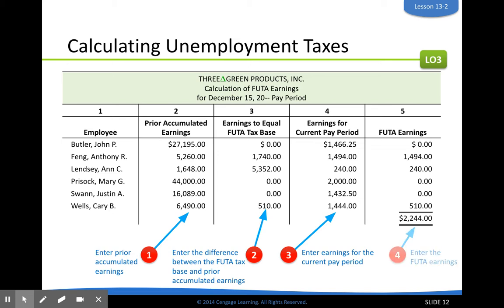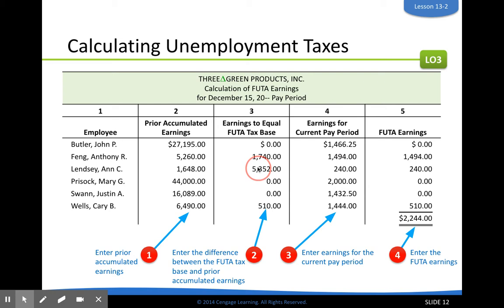And then finally in column 5, we are determining how much of the money they earned can be taxed for federal unemployment. So you are taking the lesser of these two numbers. For this first person, they've made over 7,000, so they have 0 to go to reach 7,000. So their FUTA earnings is 0. The next row here, Anthony Fang has made 5,260, so he has 1,740 to go before he reaches 7,000. This paycheck, he only made 1,494. So the lesser of those two numbers, he'll pay FUTA earnings on 1,494.